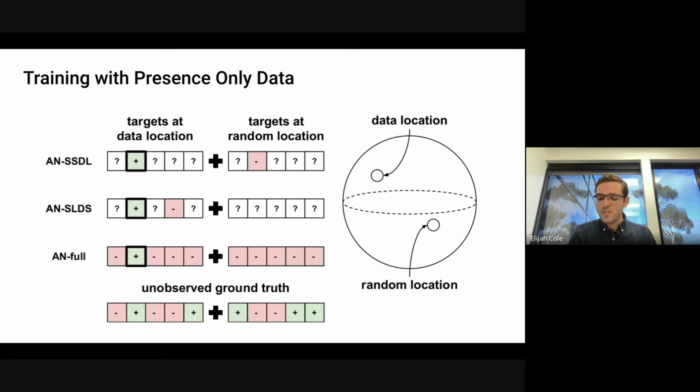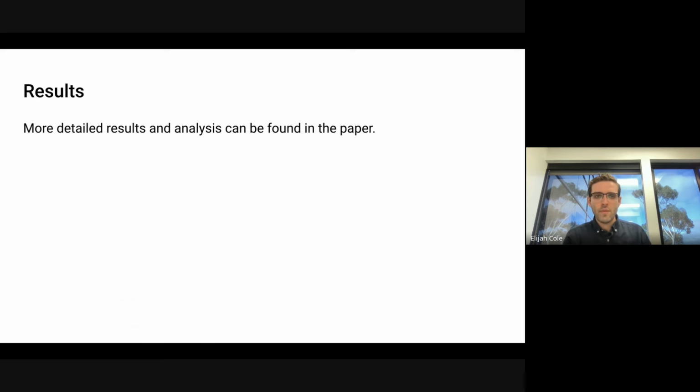And so we use this idea, and we also try a few other ideas, different ways of sampling these sort of pseudo-negatives to train the classifier, and we compare these different loss functions in the paper. And so we're going to go through a couple results, but more detailed results can be found in the paper itself.